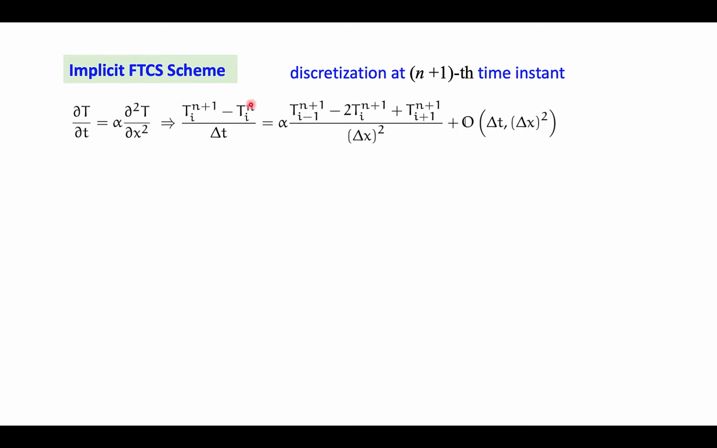The discretization of the left hand side, that is the temporal derivative, remains unchanged no matter whether we are having implicit or explicit scheme. So now take a close look. T n plus 1 appears on both sides of the equation.